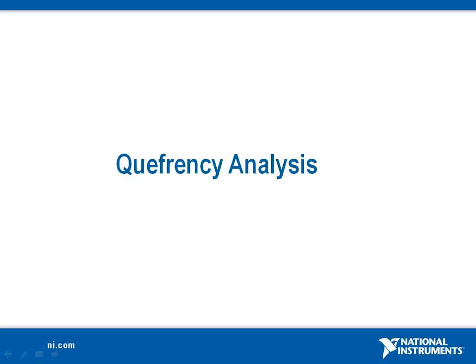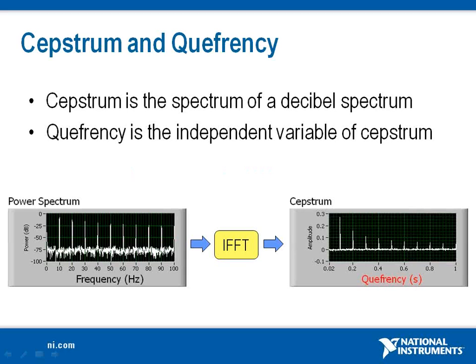Next topic is Quefrency analysis. The word cepstrum was derived from spectrum by reversing the first 4 letters of the word spectrum. A cepstrum is the inverse FFT of the log of the spectrum. The independent variable of the power spectrum is frequency. Correspondingly, the independent variable of cepstrum is called Quefrency. The name Quefrency was derived from frequency by reversing the first 3 letters and the second 3 letters of the word frequency. Quefrency is a measure of time, but it is not in the sense of the time domain.